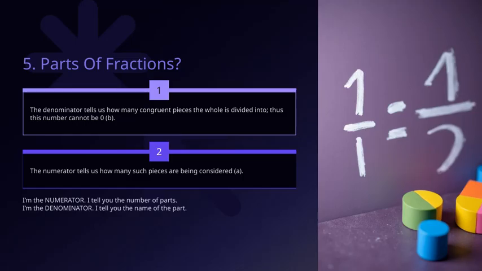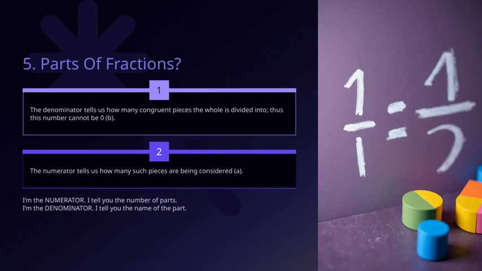All right, let's talk about the parts of fractions. The denominator is the number that tells us into how many equal pieces the whole is divided. It's important to remember that this number can never be 0, because dividing something into 0 parts just doesn't make sense. The numerator, on the other hand, shows us how many of those pieces we're actually considering or talking about.